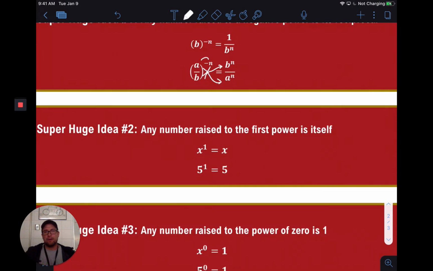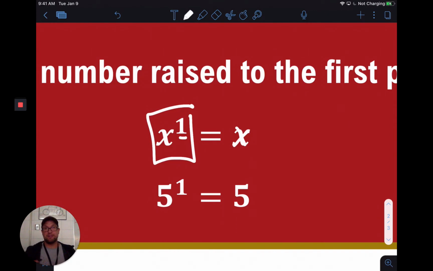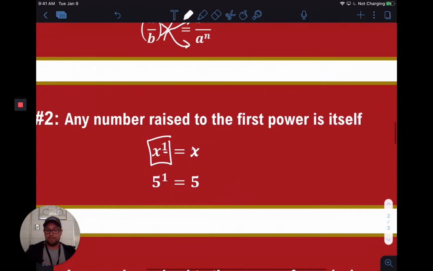Big idea number 2. Any number raised to the first power is itself, right? Any number raised to the first power is itself. So right here, if I see x, x could be thought of as any number. If I raise it to the first, that's just equal to x. 5 to the first is equal to 5. It's kind of a boring property, but it's an important one at the same time.